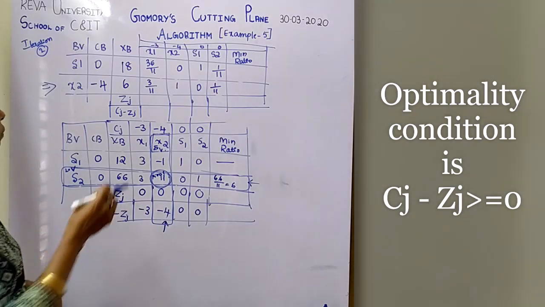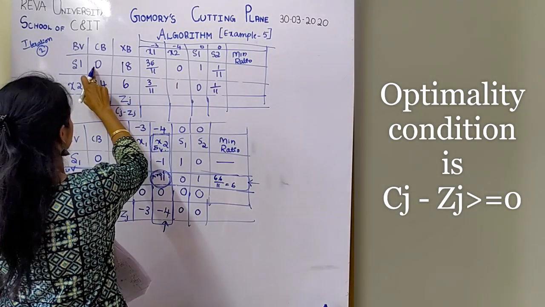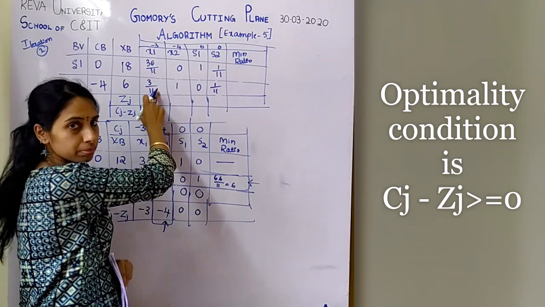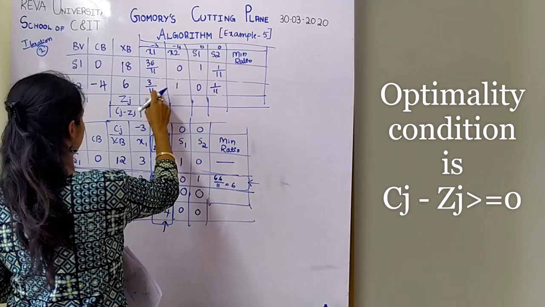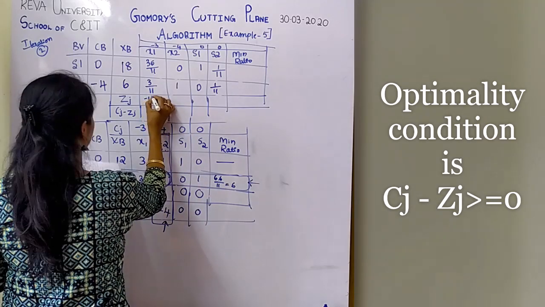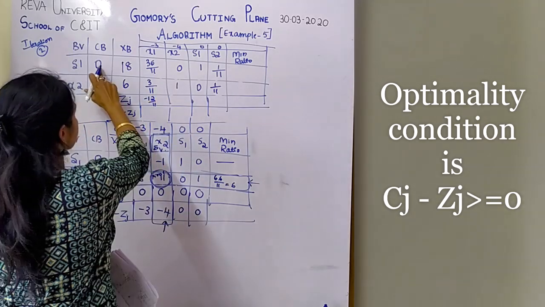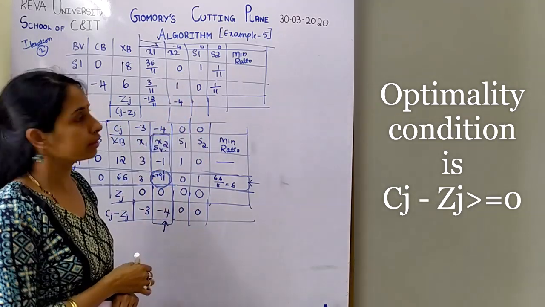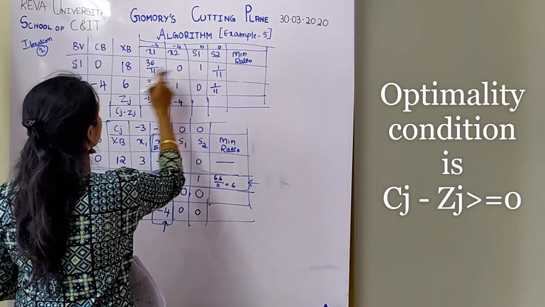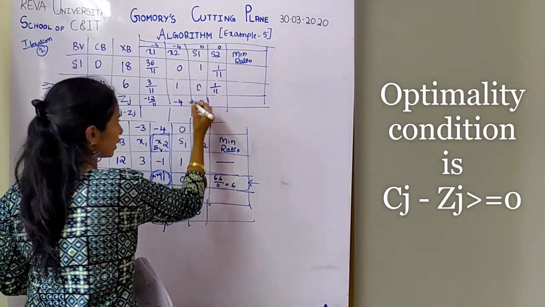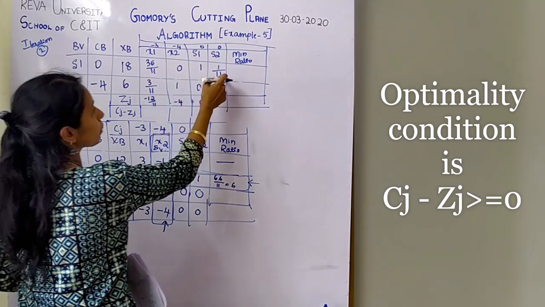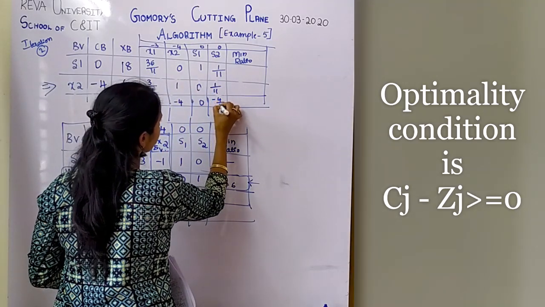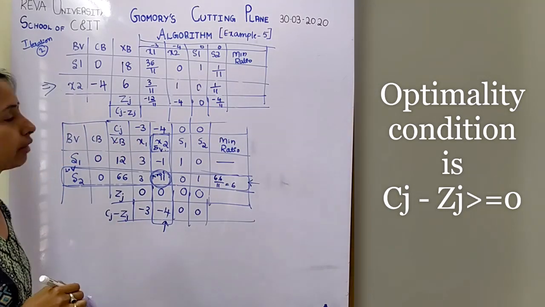Next, how will you find out the Zj value? Cb into x1 plus minus 4 into 3 by 11, so you will get minus 12 by 11. 0 into 0 plus minus 4 into 1 gives minus 4. 0 into 1 plus minus 4 into 0 is 0. 0 into 1 by 11 plus minus 4 into 1 by 11 is minus 4 by 11.